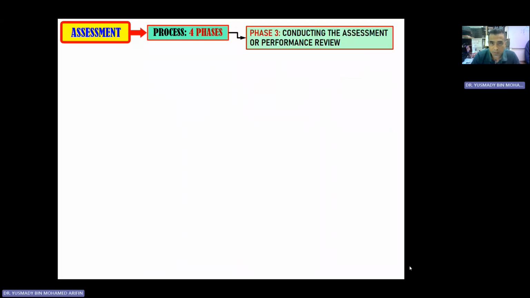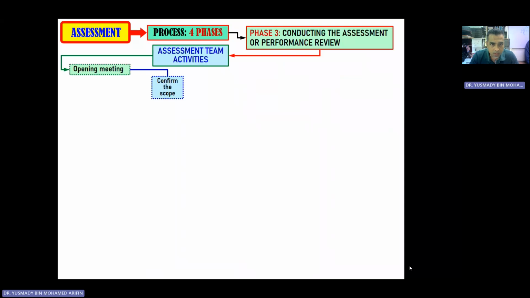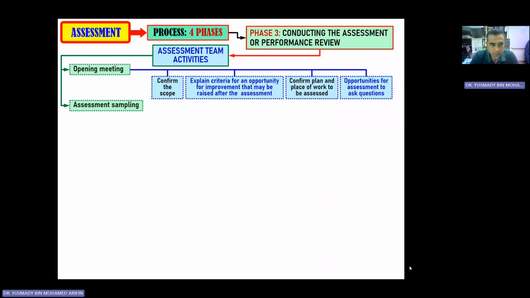Okay, now about phase 3, conducting the assessment or performance review. In terms of assessment team activities, we have the opening meeting. In the opening meeting we will confirm the scope, explain criteria and opportunities for improvement that may be raised after the assessment, confirm the plan and place of work to be assessed, and give the opportunity for assessees to ask questions.